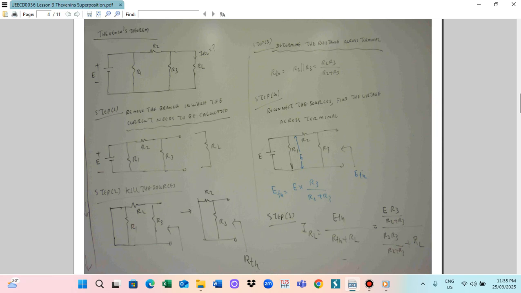So that you find the resistance across the terminal. This is how we can calculate RTH. Then we take R2 plus R3, so R2 R3 divided by R2 plus R3. So we find the RTH. This is step 3. And step 4.